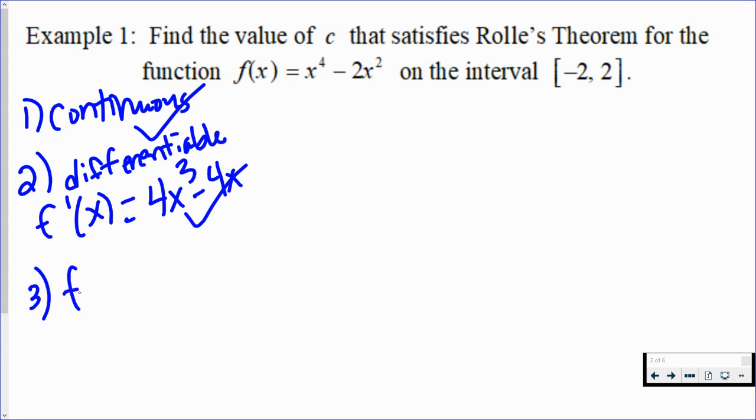And then finally, is f of a equal to f of b? So is f of -2 equal to f of 2? Notice that both of our exponents are even, so those are going to become positive, and we're plugging in a -2 and a +2. So when we plug those in, we will get equal values. They both equal 8. Okay, so that works. So if all 3 are true, then we know somewhere in between these 2 values, the derivative is equal to 0. So let's set that up and solve.